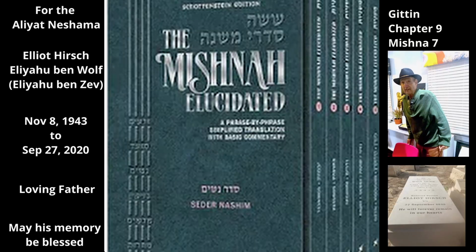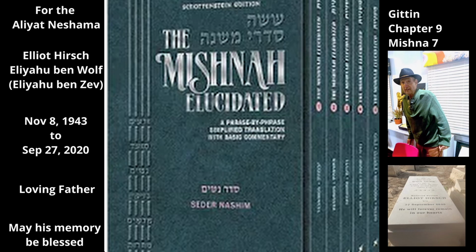Chapter 9, Mishnah 7. More laws about the signature on a get. If someone left over part of the text of the get and, instead of writing the whole get in a single column, he wrote part of it in one column and the rest of it in a second column, and the witnesses signed underneath the second column, the get is valid.